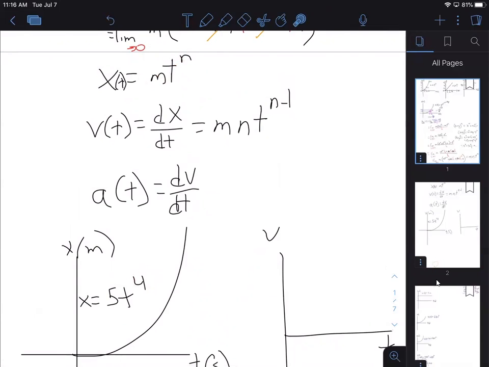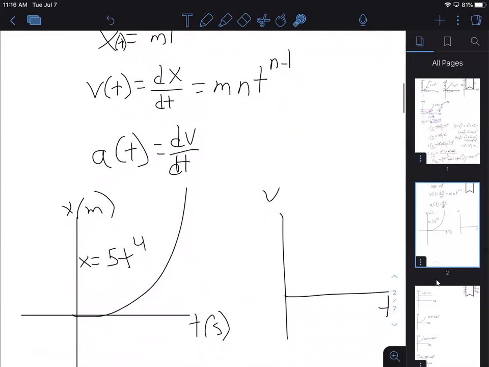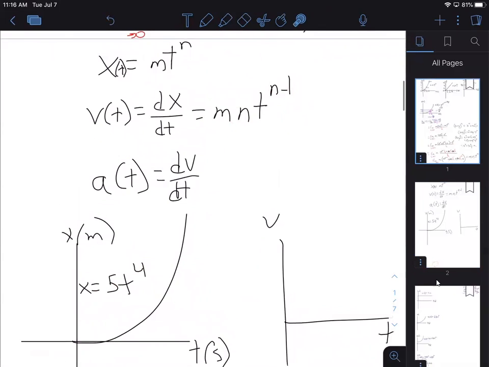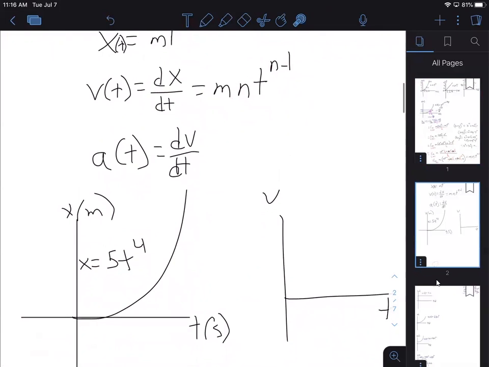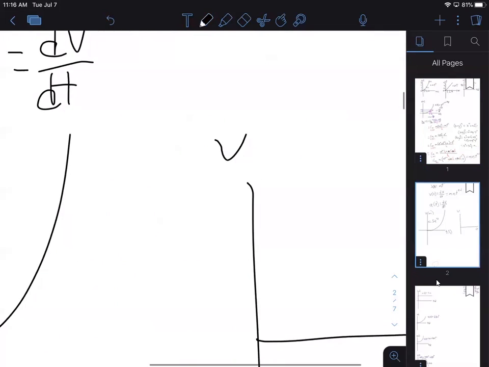So let's see what I have to do. I have to multiply this down. So I'm going to do 5 times 4. Then I'm going to subtract 1 from the exponent. So basically, I'm just subtracting 1 from the exponent and multiplying everything by the original exponent. We can see that's what's happening here. So 4 times 5 is 20.